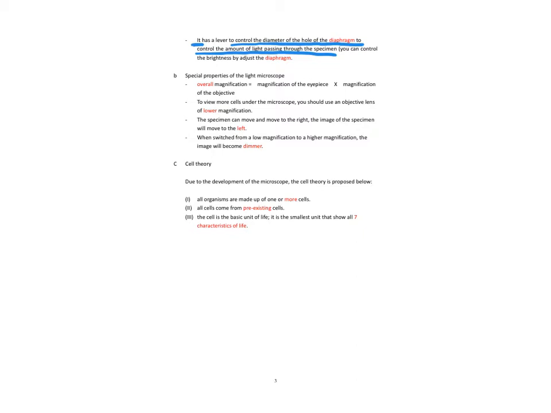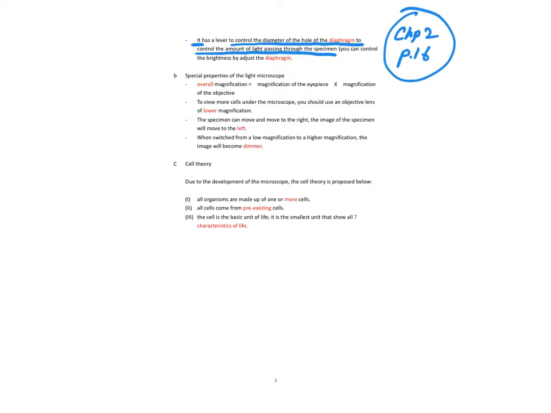Usually at high power magnification, the light passing through the field of view, that means the area of specimen being observed, will be less. Then you have to adjust the diaphragm so that more light rays can pass through the specimen to make the brightness increase. Please refer to chapter 2, page 16 of your textbook for more information about what I've just said.